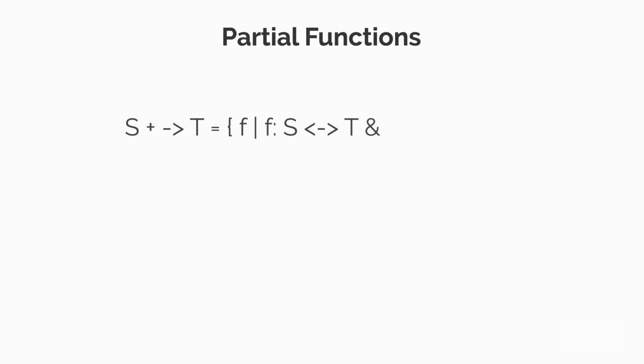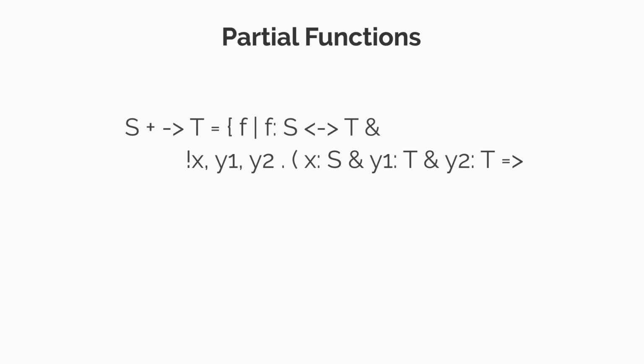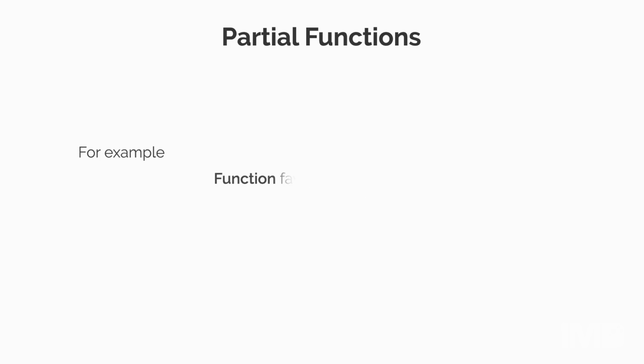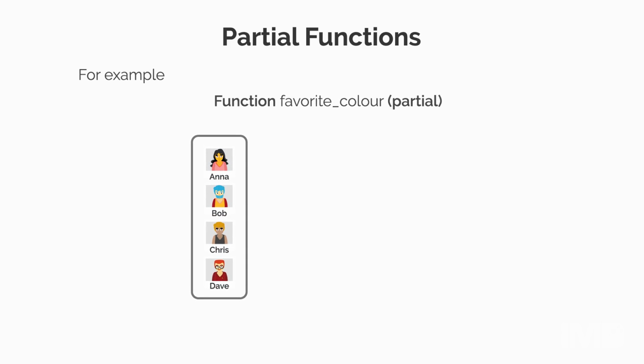Formally, a partial function f from S to T is defined as the set containing all relations from S to T such that for all x, y1, y2, such that x belongs to S, y1 belongs to T, and y2 belongs to T, then if x is mapped to y1 in f, and x is mapped to y2 in f, then y1 equals y2.